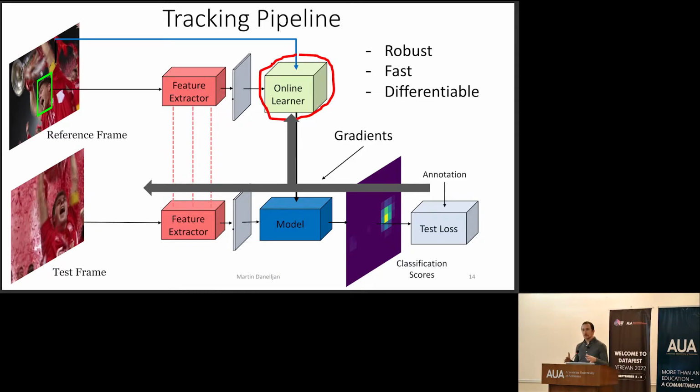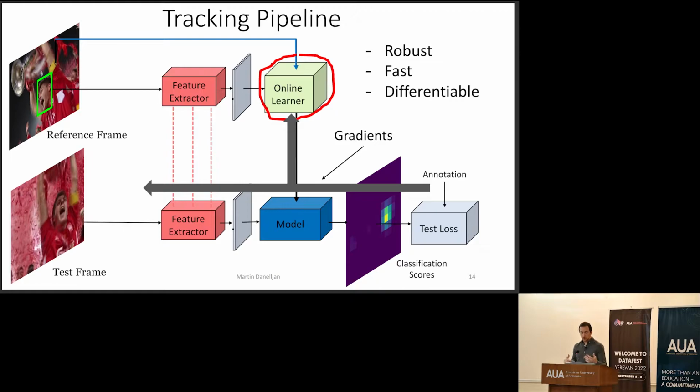If we were to design a general framework to solve this problem, it could look something like this. I take my reference frame, where I already have my annotation, and extract some deep features. Then I need a component, which we'll call an online learner, that captures information about the target I want to track. It needs to learn to recognize the specific object, and it outputs a model of the object we're interested in. When we get the test frame, a future frame in the video, we also extract deep features from it, apply our model, and get some output. For example, this can be a heat map, a set of classification scores that we can use to find our target by finding the maximum on this heat map.